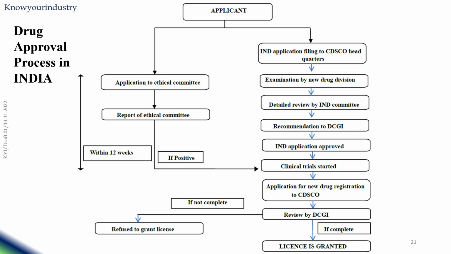On the other side, when the applicant submits the application to ethical committee, the ethical committee prepares a report. If it is positive, then within 12 weeks we can start clinical trial, and then the application for new drug registration to CDSCO is started. Then it is reviewed by DCGI. If it is complete, then the license is granted. If it is not complete, then the application is refused to grant license. This is the drug approval process in India.